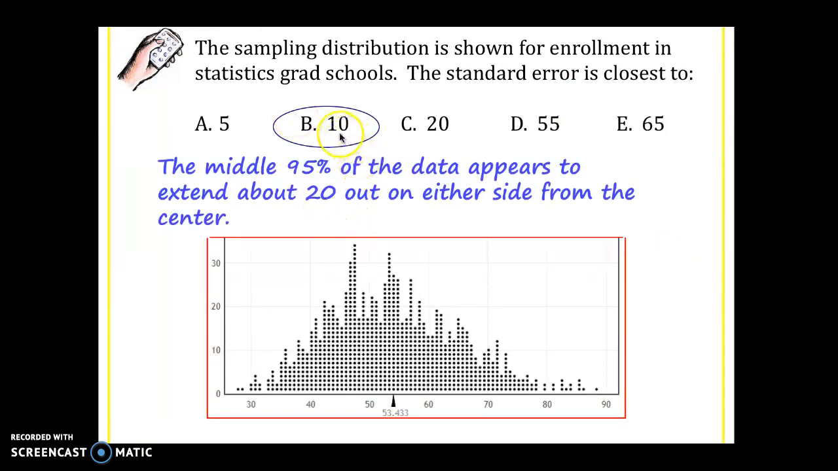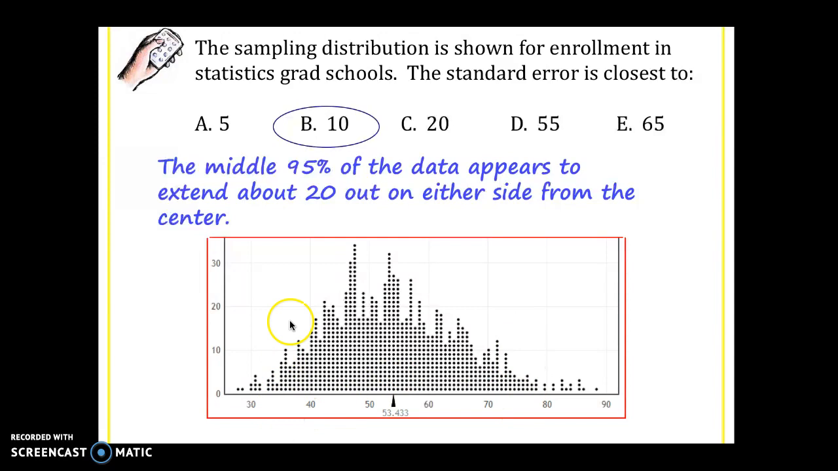All right, the answer to that is B. Okay, 10. This one's a little trickier. So we're taking the middle 90% of the data, appears to extend 20 out on either side. So I look at this and I'd try to see where the cutoff would be to where I get about 95% of the data? Probably around here, maybe 35 or so, all the way to here, maybe about 75.